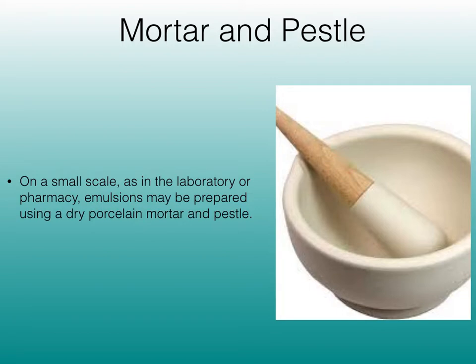First one is mortar and pestle. On a small scale, as in the laboratory or pharmacy, emulsions may be prepared using a dry porcelain mortar and pestle instead of a glass mortar. A mortar with a rough rather than smooth inner surface must be used to ensure proper grinding action and reduction of the globule size during the preparation of emulsion. That's why a glass mortar is not used, because it has too smooth a surface and can't produce the proper size reduction of the internal phase.